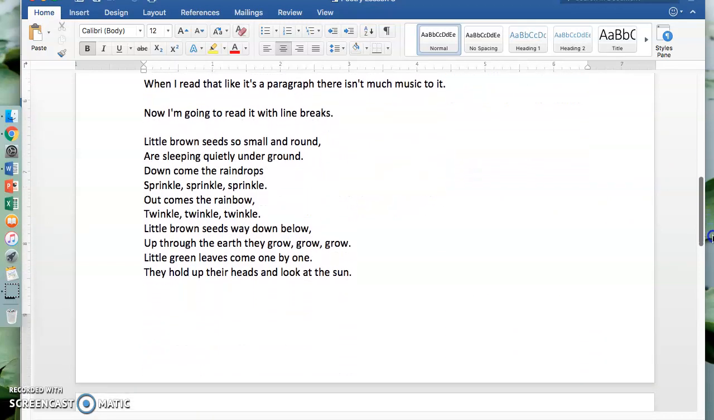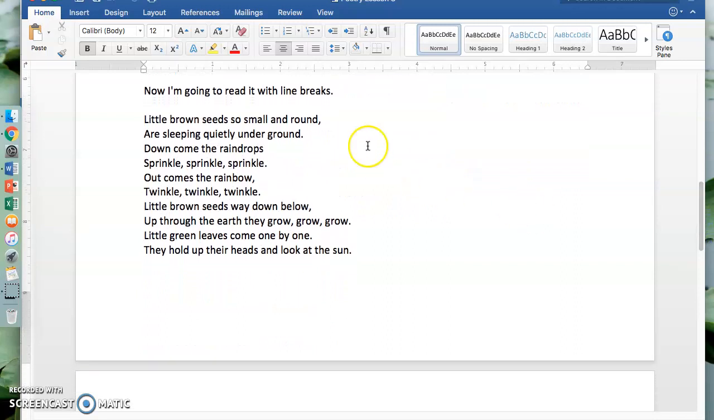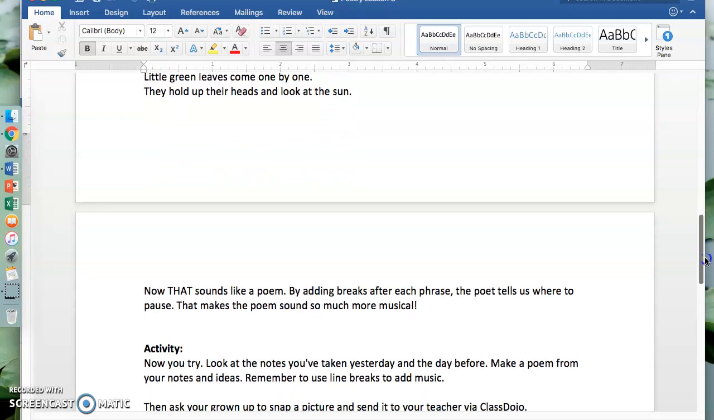Now I'm going to read it with line breaks. Here. Little brown seeds so small and round are sleeping quietly underground. Down come the raindrops, sprinkle, sprinkle, sprinkle. Out comes the rainbow, twinkle, twinkle, twinkle. Little brown seeds way down below. Up through the earth they grow, grow, grow. Little green leaves come one by one. They hold up their heads and look at the sun. Now that sounds like a poem.